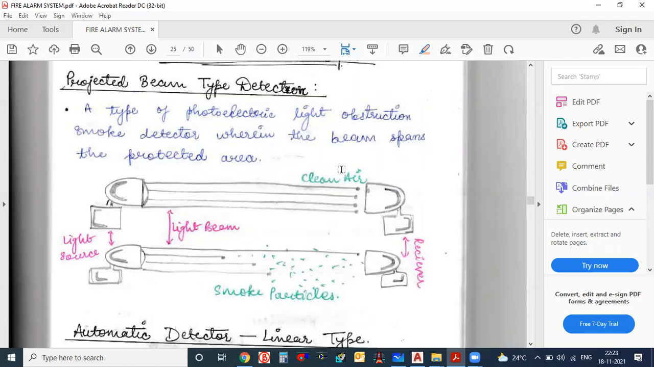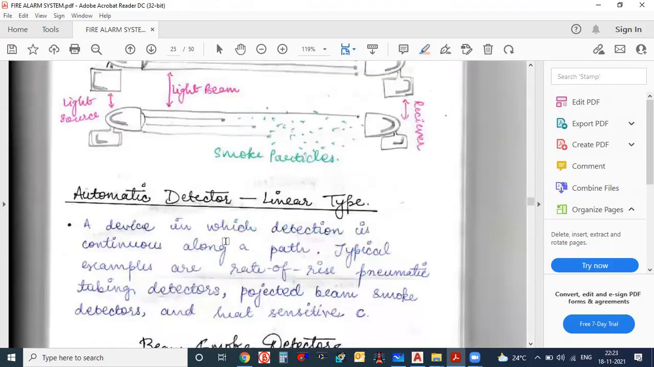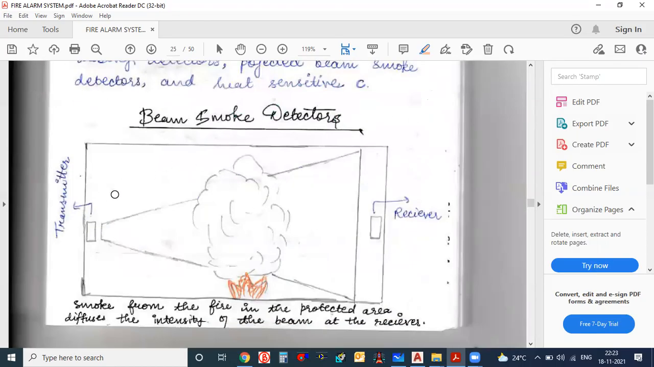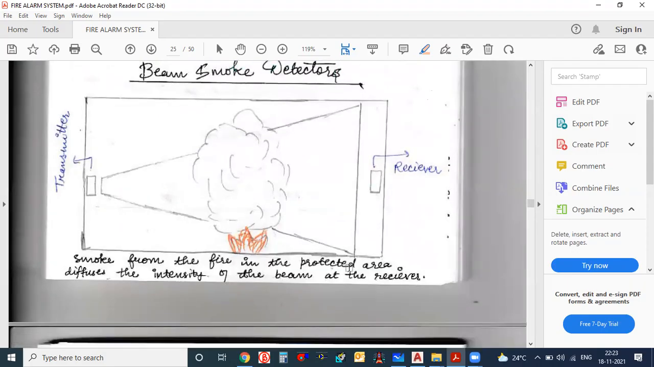So if you install this beam detector, basically they will extract the smoke particles. That's why here it is written clean air. And here they have given one image for the beam smoke detector. Smoke from the fire in the protected area diffuses the intensity of the beam at the receiver end. There is a transmitter and a receiver end. The light source is emitting from here, and here it is receiving. If a fire occurs, the light will be diffused or diverted.